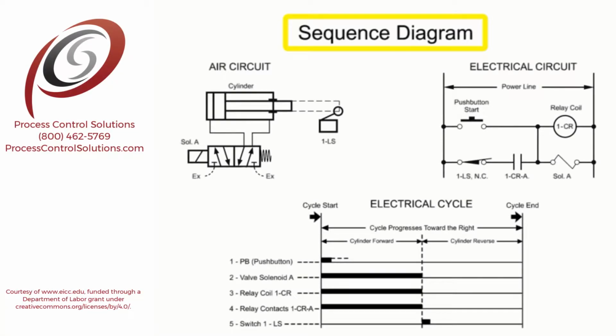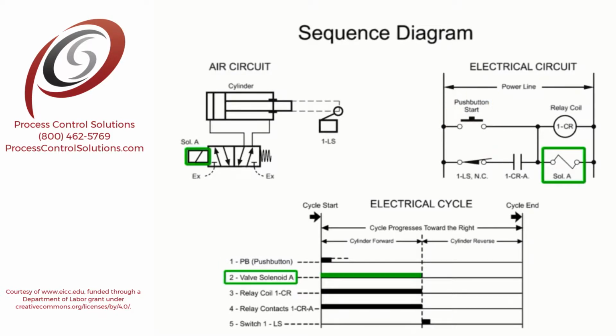A sequence diagram is a type of illustration that graphically represents the physical state of each component in a system. Sequencing charts can be used in electrical, fluid, or combined systems. They are used to aid the user in understanding the operation of the system and to help identify which components are actuated or energized at any given time during the system cycle.